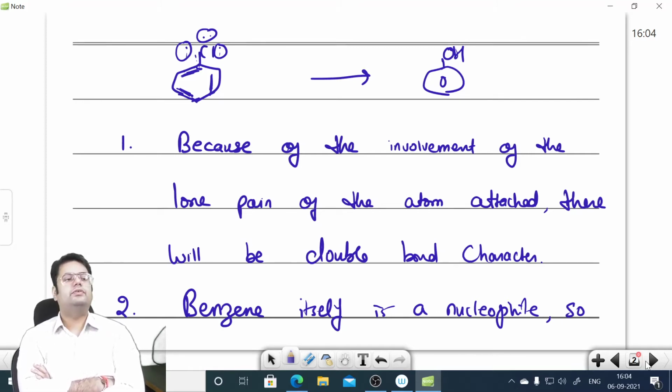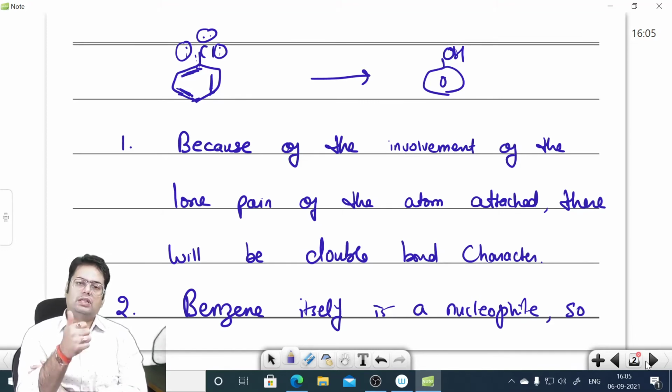Fine, my dear students. So I hope these two mechanisms, the benzene mechanism or the BDC mechanism, are pretty much clear to everyone. All the best.